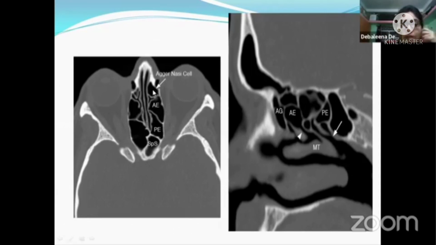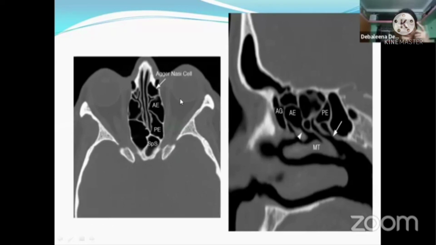So what is the importance? Sometimes the ophthalmologist may not find any cause for epiphora and may send the patient to us. So what we do is take a CT scan, and also endoscopically, we might see an infected Agger nasi cell which causes lacrimal sac infection leading to dacryocystitis. So this is one important clinical thing that we need to remember.